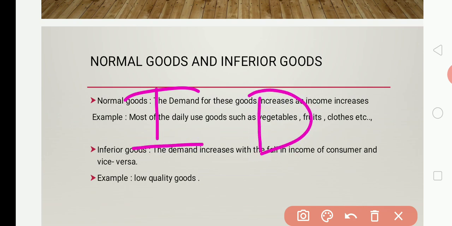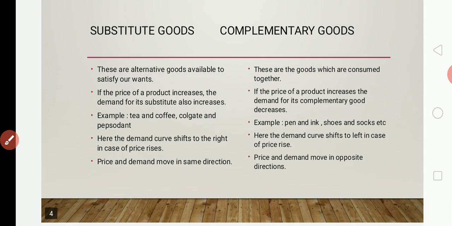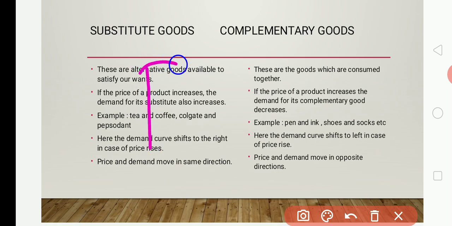And for substitute goods and complementary goods, there is a relationship between the price and demand. If the price changes, the demand for substitute goods and complementary goods changes accordingly. So this is about substitute goods and complementary goods.